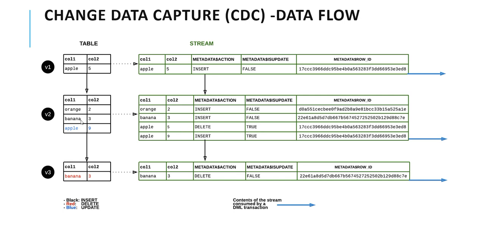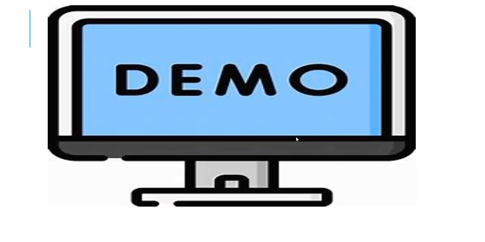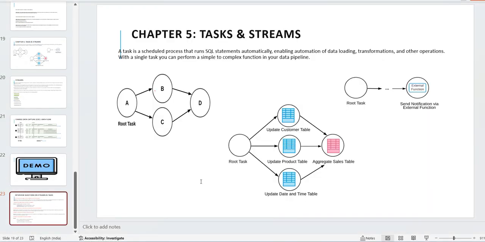For orange and banana it shows inserted. The same for banana 3, which is the old value, so it is deleted. In black color it shows inserts, in red color it shows deletes, and in blue color it shows updated records. I hope this is clear. Now we'll see the demo.